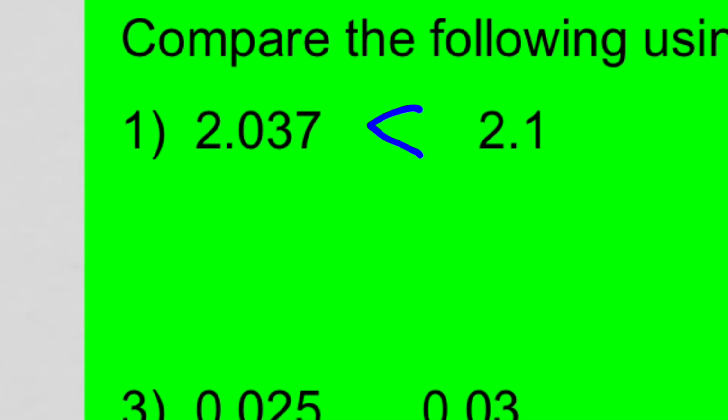Now, building on what we did before, you could also add zeros on to the 2 and 1 tenth, and then you'd be able to see that 100 thousandths is greater than 37 thousandths. So using those zeros and decimals idea helps as well.